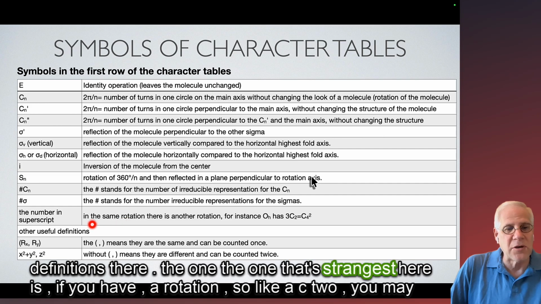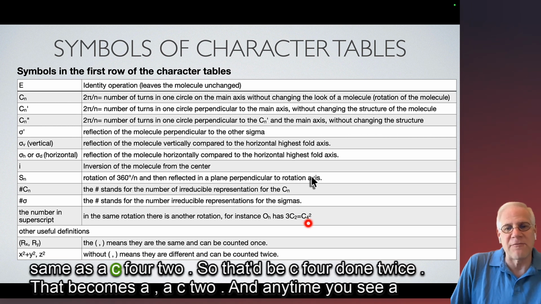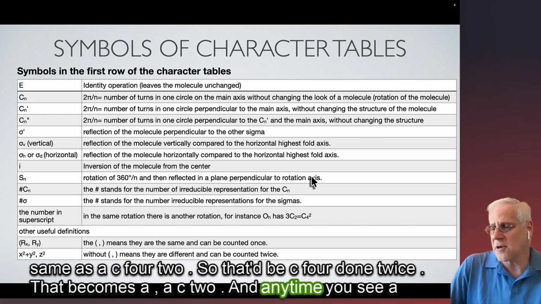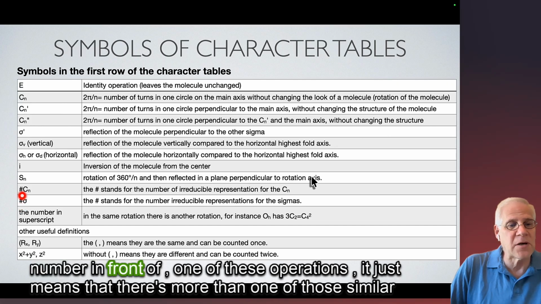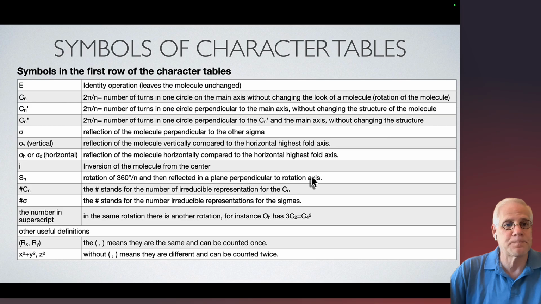The one that's strangest here is if you have a rotation, so like a C2, you may also have a C4 axis, kind of like the square that we mentioned. So we would call a C2 the same as a C4 squared, so it'd be C4 done twice. That becomes a C2. And anytime you see a number in front of one of these operations, it just means that there's more than one of those similar operations at different places in the molecule.